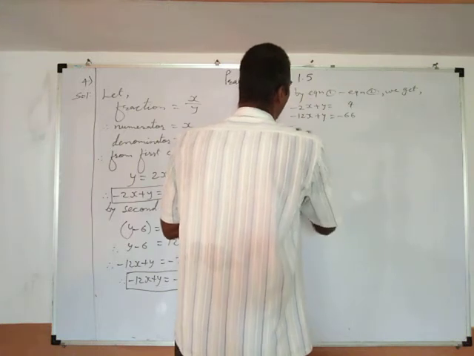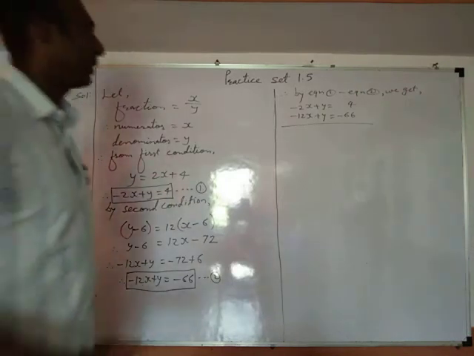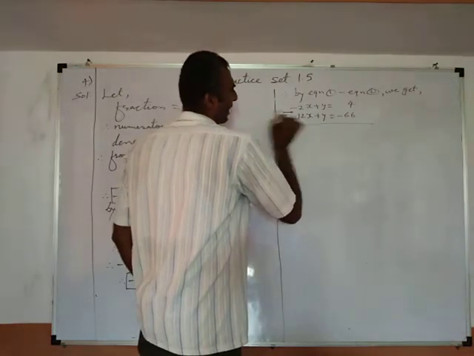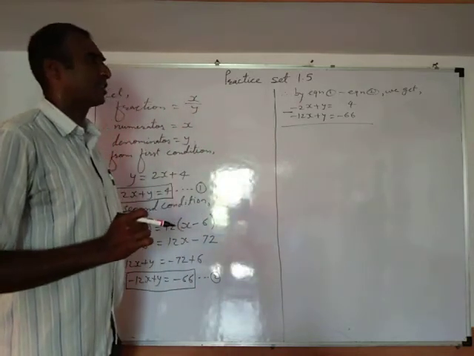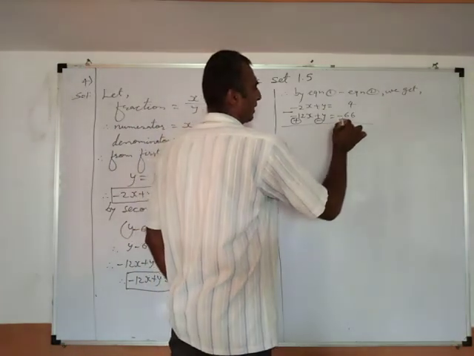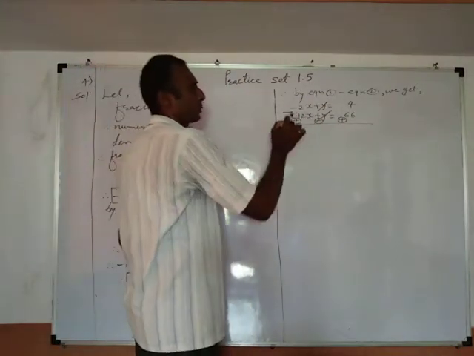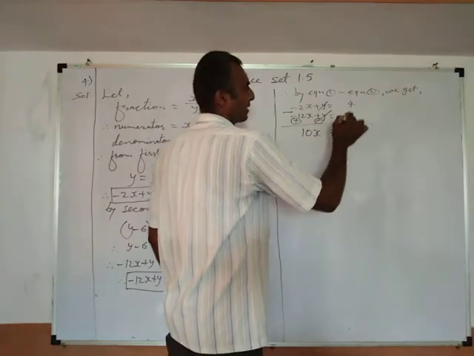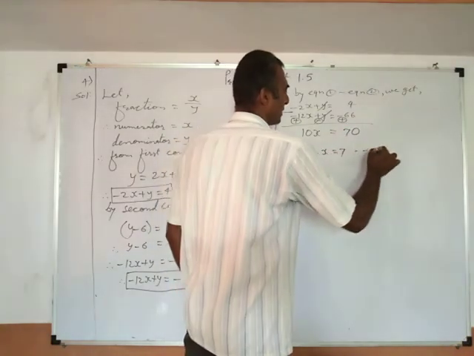Okay, we have decided on an operation of subtraction. Why? Because here is plus y and here is also plus y. By the operation of subtraction of the first equation and second equation, every term of the second equation will change its sign. Minus will become plus, plus will become minus, minus will become plus. Plus y minus y will cancel each other. Minus 2x plus 12x gives us 10x equals 4 plus 66 gives us 70, and therefore x equals 7.